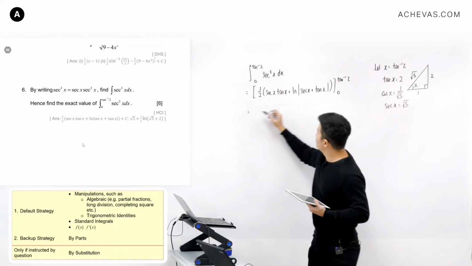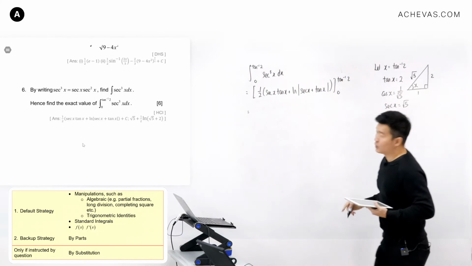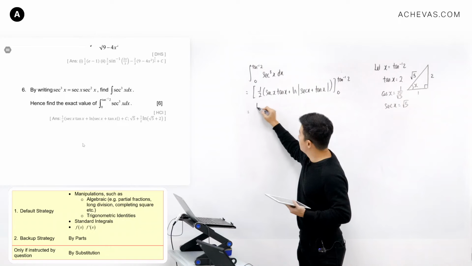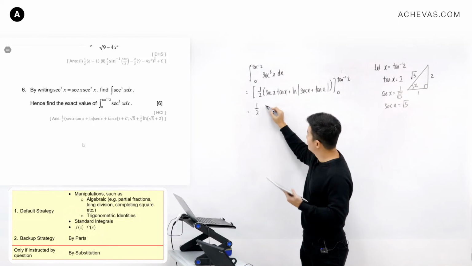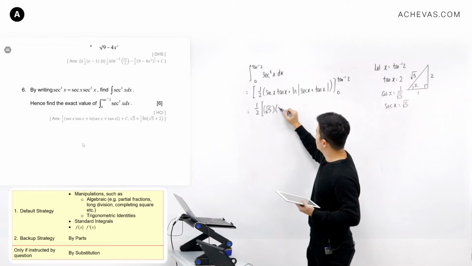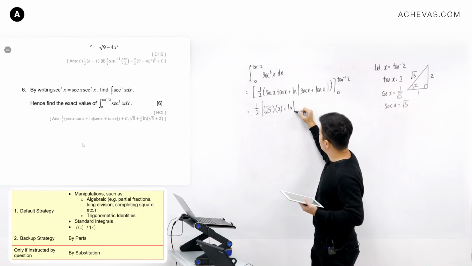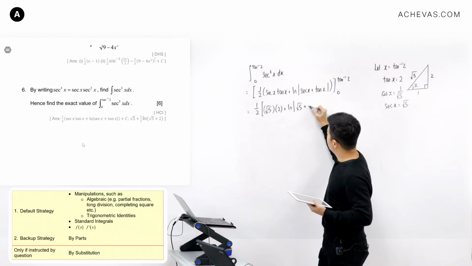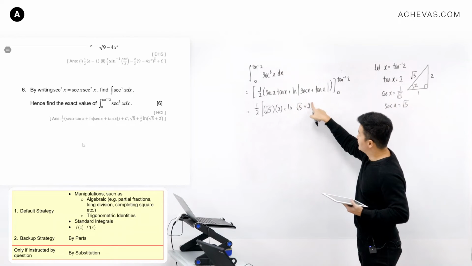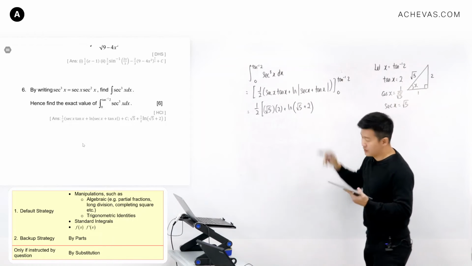So substituting this in, we are going to be having a secant x, which is square root of 5. So half of square root of 5. Tangent inverse 2 is 2 plus ln. This is going to be square root of 5. This is going to be 2. It is a positive number, so we can remove this modulus, replacing it with a curved bracket.